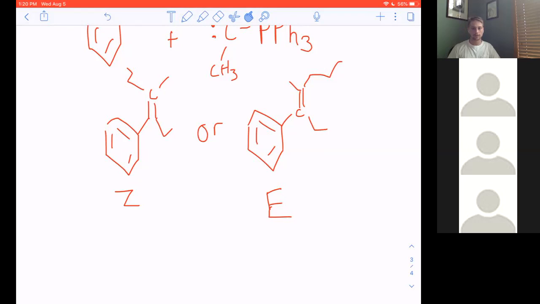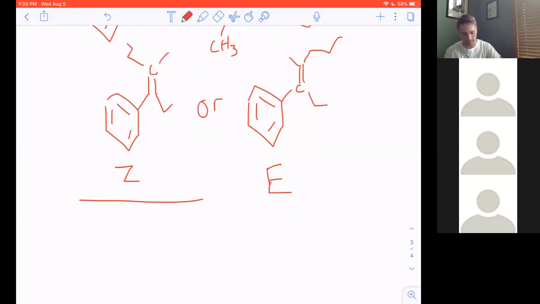So most people so far have gotten it right. A couple people got it wrong. You should expect Z for this one. The reason is that the phenyl group here is going to be an electron withdrawing group. And remember, if you have an electron withdrawing group, you're going to prefer the Z configuration. It might not look like much of an electron withdrawing group, but just like with electrophilic aromatic substitution, it really does like to pull in those electrons. So it is an electron withdrawing group.